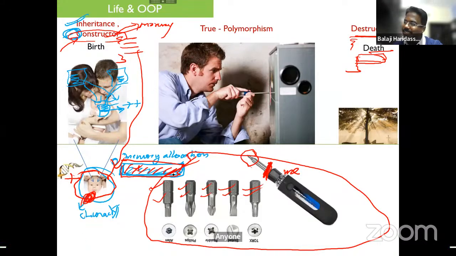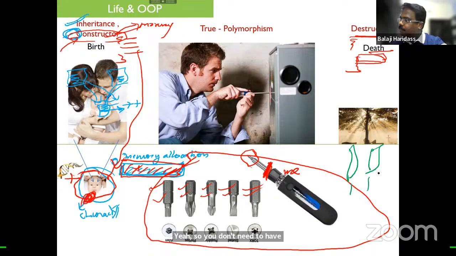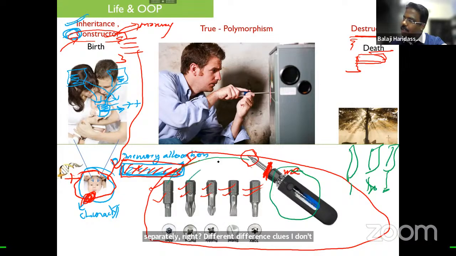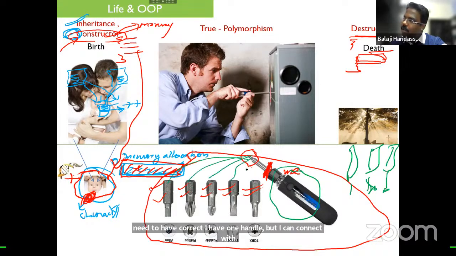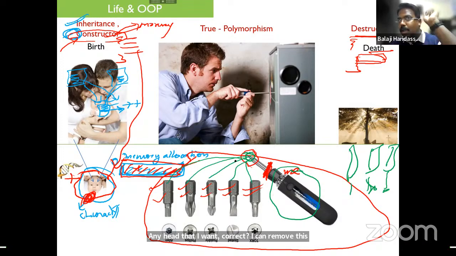It can be multi-purpose. Yeah. So you don't need to have physical screwdrivers separately, right? Different screwdrivers I don't need to have, correct? I have one handle, but I can connect any head that I want, correct? I can remove this component like the battery, I remove it from the alarm clock and add another AA battery. The same way I can remove this head, I can add a new head.